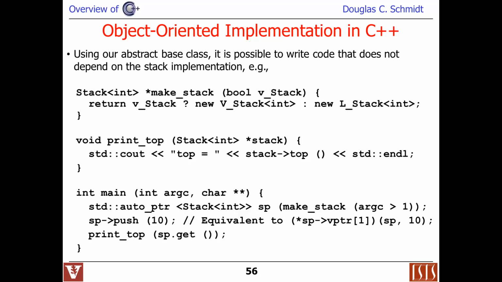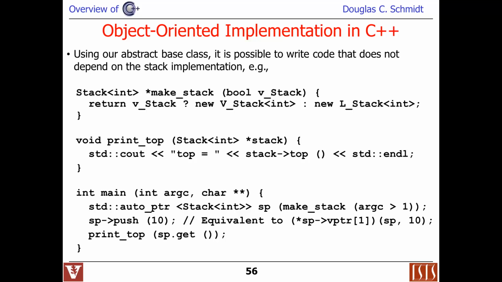functions like this. Here's a function called print top, which takes a pointer to a stack and calls stack arrow top. When you call print top, it takes the stack pointer, goes and finds something called a v pointer, for virtual pointer, which points to a virtual table, which is an array of pointers to functions. It'll index to the right one based on the method that you called, push being number one. It'll then find a pointer to a function there and call it, passing in the stack pointer and whatever parameter you have to pass. So that call is dynamically bound.